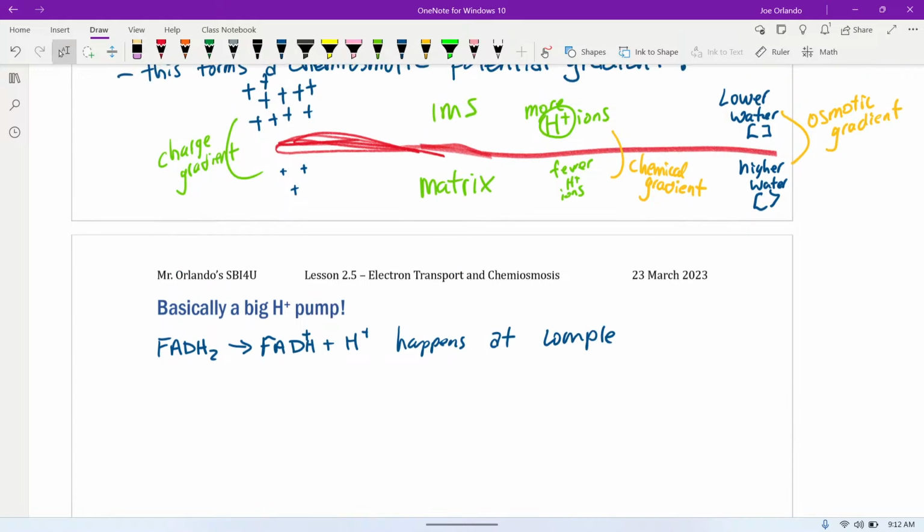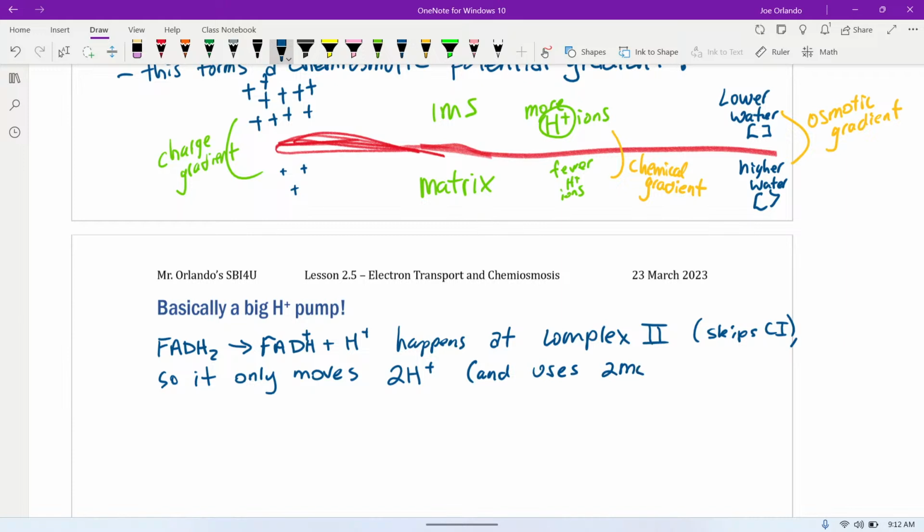Osmotic, which is just the adjectival form of osmosis, happens at complex 2, basically skips complex 1. So it can only move 2 H pluses and uses 2 more to form water. So FADH2 has less energy than NADH. 2/3 as much.